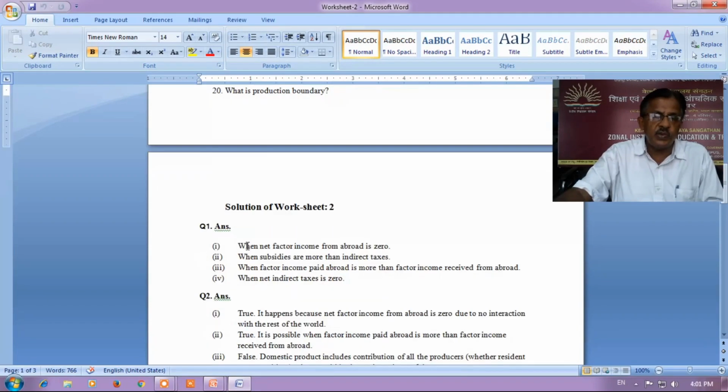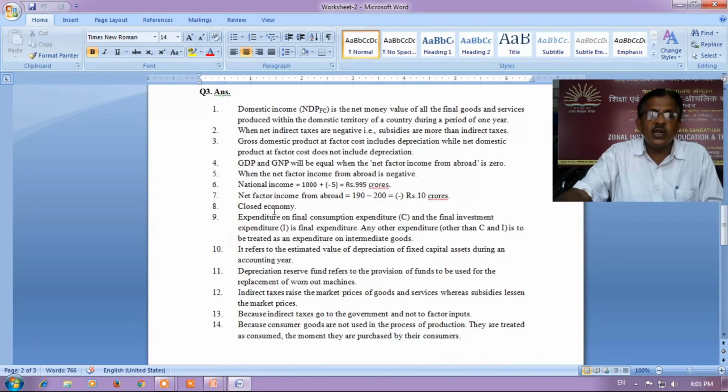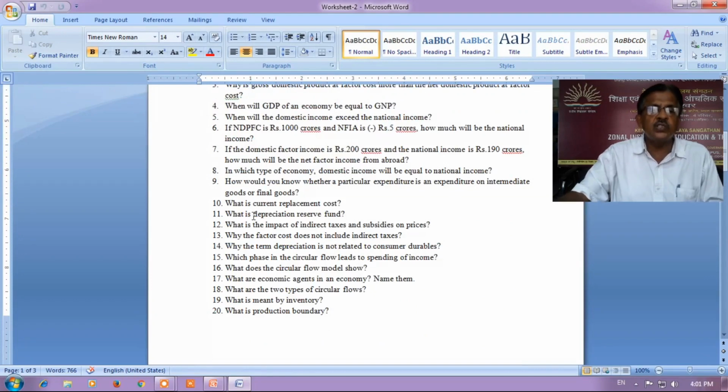Then number 8, in which type of economy will domestic income be equal to national income? In which type of economy? You see, in the closed economy, because in a closed economy, the domestic income will always be equal to national income, because that economy is not having any connection with the rest of the world.